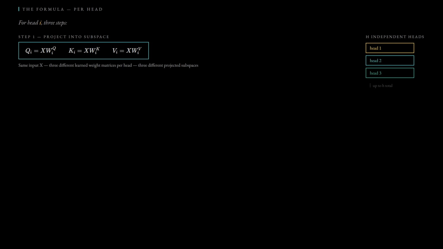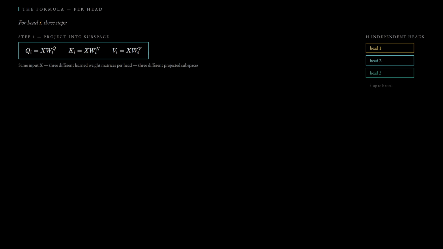The projection step we just read runs independently for every one of H heads. The panel on the right makes this concrete. Head 1 computes its own Q1, K1 and V1 using its own 3 matrices. Head 2 computes its own Q2, K2 and V2 using a completely different set. Head 3 and all heads up to head H do the same. All of this happens in parallel, not in sequence.